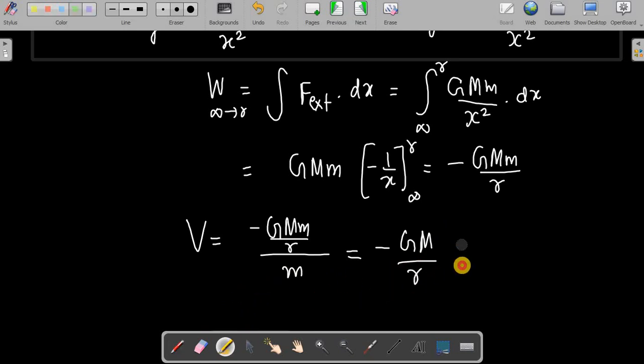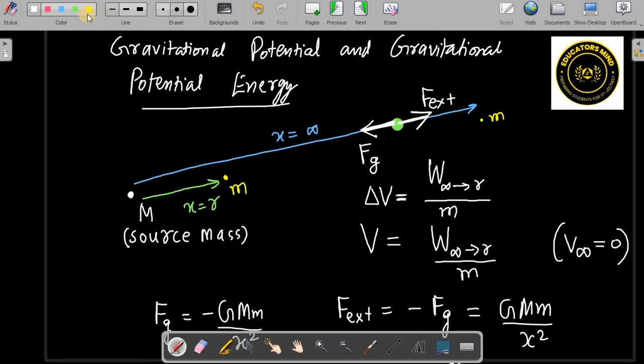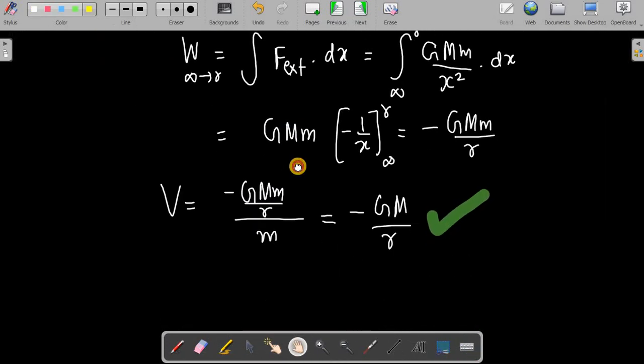So this formula represents the work done per unit mass. Of course, this small mass is taken as the test mass. It is a very, very small mass, which is not affecting the source mass. The source mass is rather very big in size, and the test mass will be very, very small. So this is the potential formula.